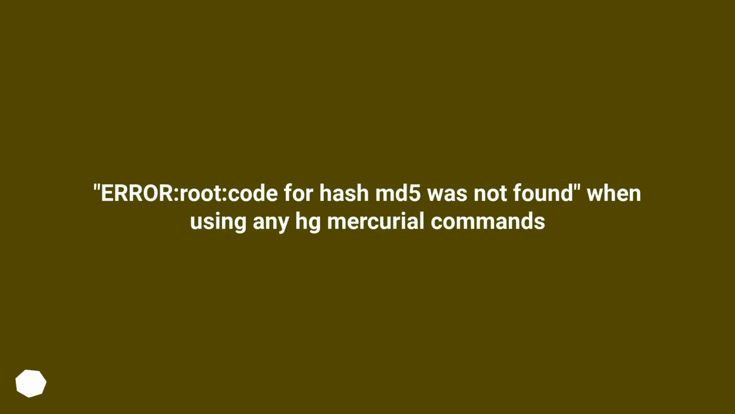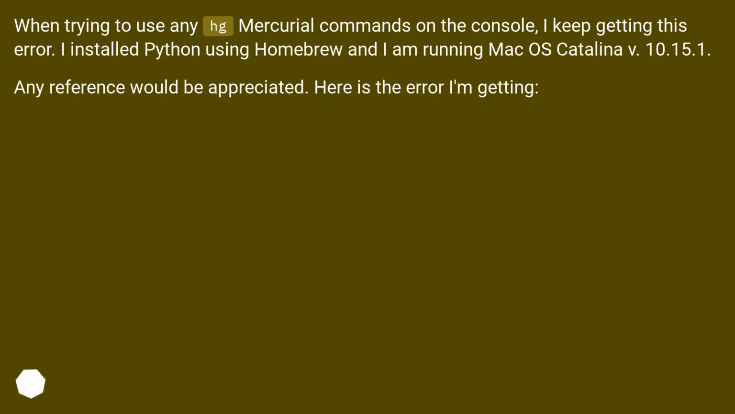Error: root code for #md5 was not found when using any hg mercurial commands. When trying to use any hg mercurial commands on the console, I keep getting this error. I installed Python using Homebrew and I am running macOS Catalina v10.15.1. Any reference would be appreciated. Here is the error I'm getting.